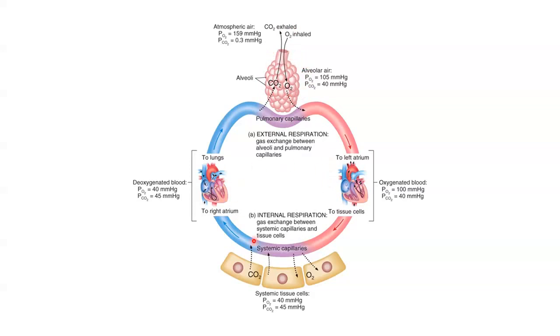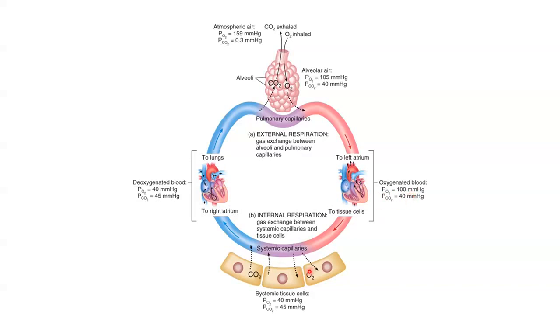Now, if we come down the bottom and look at our internal respiration, so remember between our systemic capillaries and our tissue cells. So the blood has been oxygenated in our lungs. Oxygenated is showing the red, it's saying that there's lots of oxygen, goes to the left side of our heart where it's then pumped into the aorta and all around the body. So the oxygen content or the partial pressure of oxygen in our systemic capillaries is quite high. It's 100 millimetres of mercury.